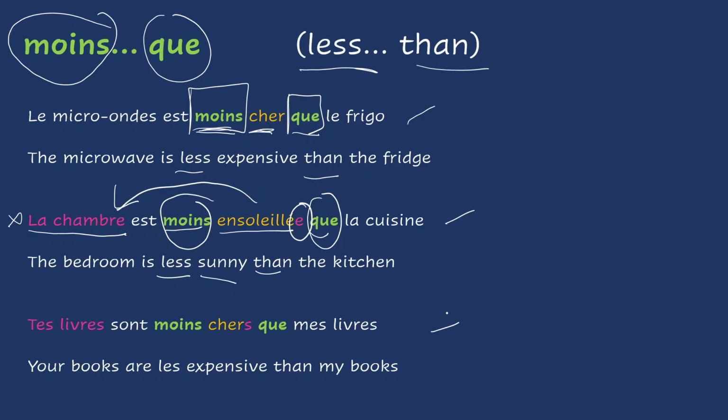Last example here. Tes livres sont moins chers que mes livres. Your books are less expensive than my books. Less, moins, expensive, cher, than que. Place moins in front of the adjective and que behind the adjective. And here, tes livres are plural, so you will need to add an S to the adjective. Tes livres sont moins chers que mes livres. Your books are less expensive than my books.